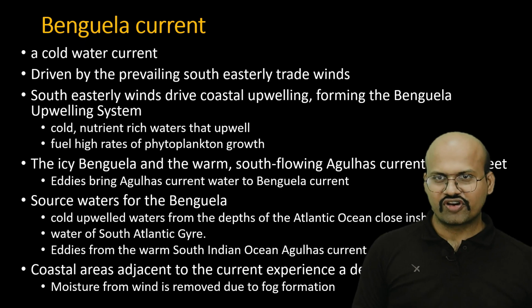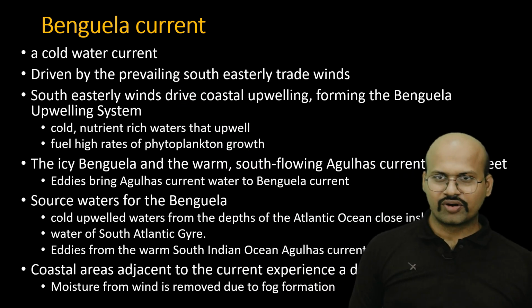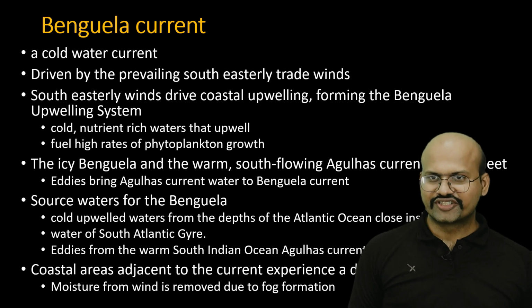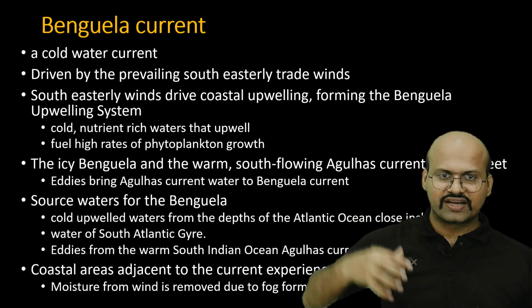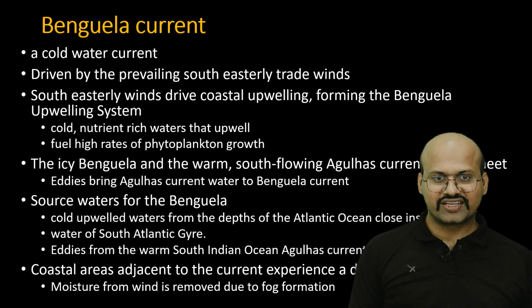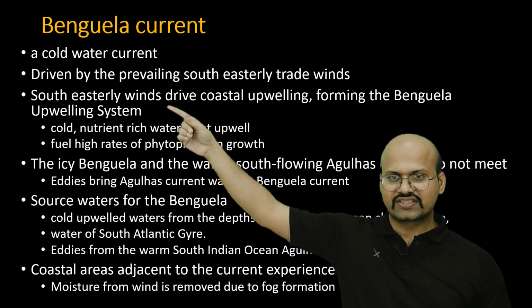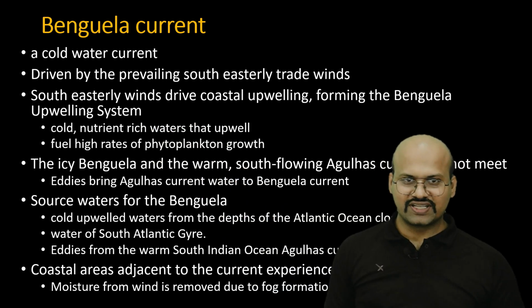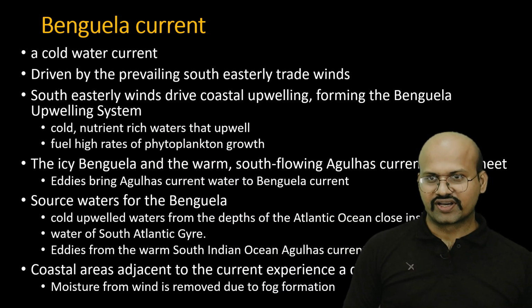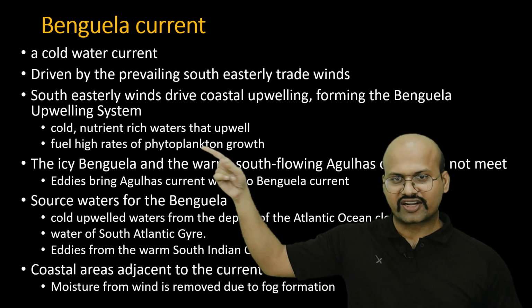So here is the summary of Benguela current. It's a cold water current. Remember, the water comes from the South Atlantic current and the circumpolar current. Therefore, it's a cold water current, and it is driven by the easterly trade winds. We have seen that in the northern parts of this Benguela current, it comes under the influence of trade winds. Southeasterly winds drive coastal upwelling, forming the Benguela upwelling system. So we have seen that there is an upwelling region over here which brings nutrients from below, and thus there is phytoplankton growth over here.